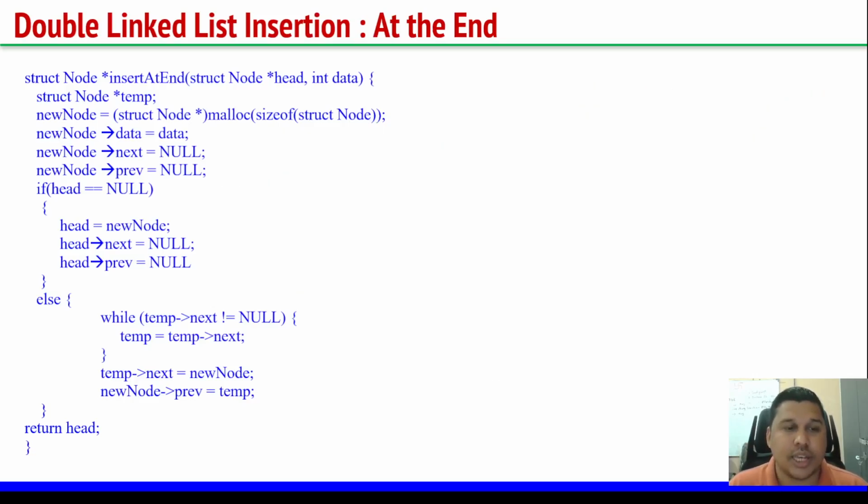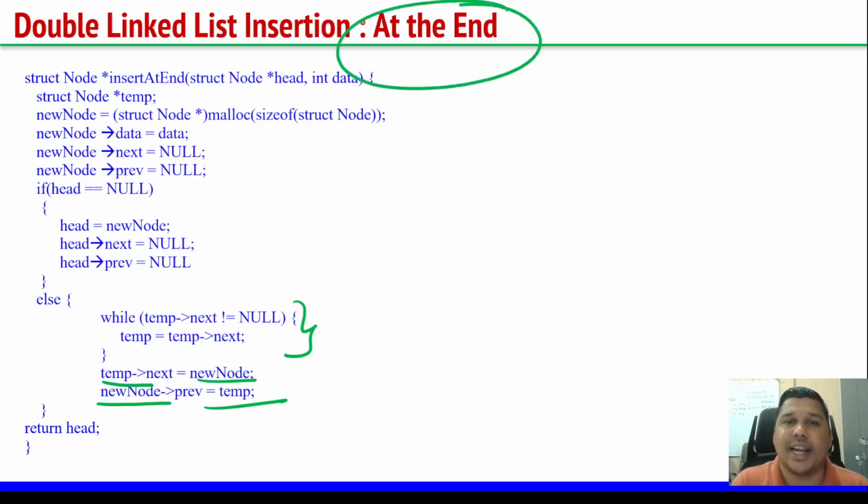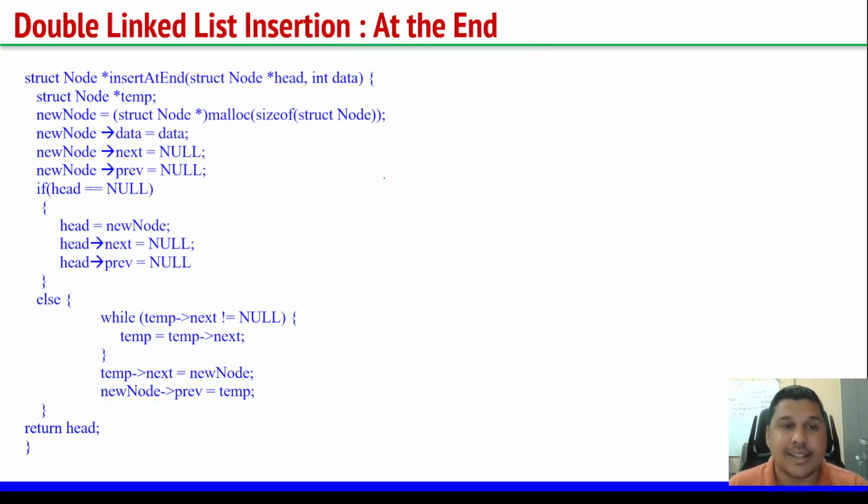Okay. So, see here what I am doing, while temp next not equal to null, keep traversing the entire list, keep doing temp equal to temp next. Once you reach that last node, these two lines of code will bring you to the last node. After that, temp next points to new node, new node's previous points to temp. That's it. The link is created. We have included an element at the end. Okay. This is the logic for inserting an element at the end of the double linked list.